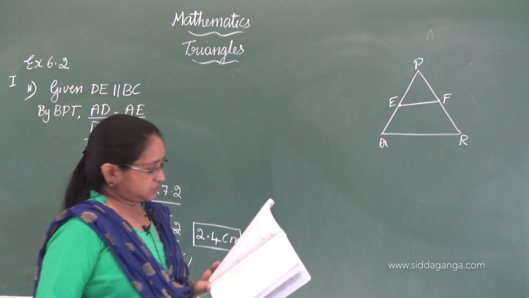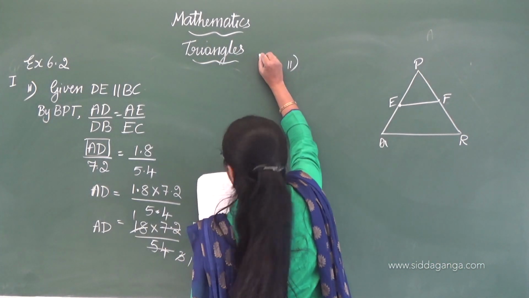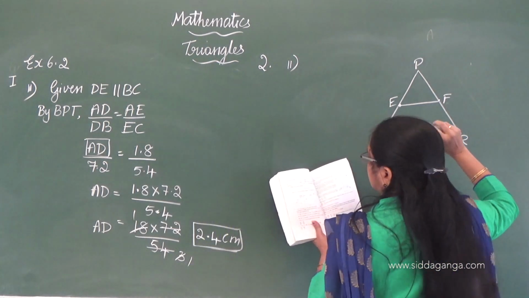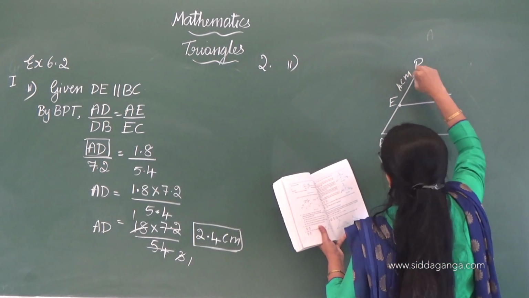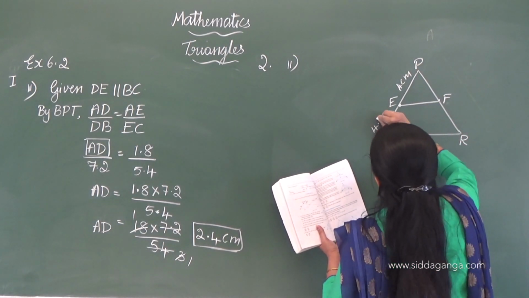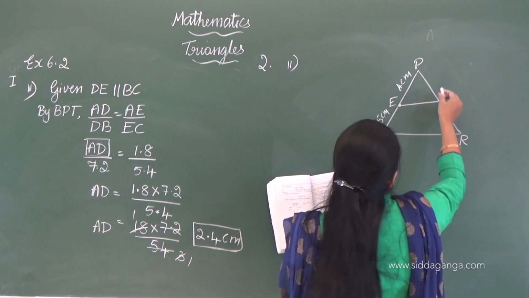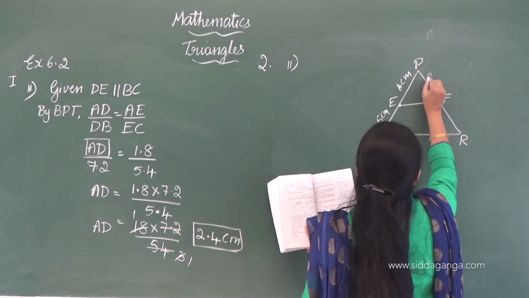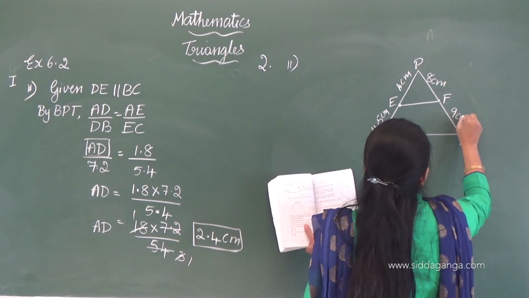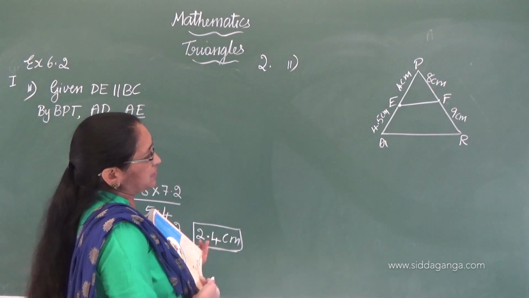Let me write which one shall I do? The second one I will do. So PE is how much? 4 centimeter. Next QE is 4.5. Next PF is 8 centimeter. Next RF is 9 centimeter. Now you have to check whether EF is parallel to QR.